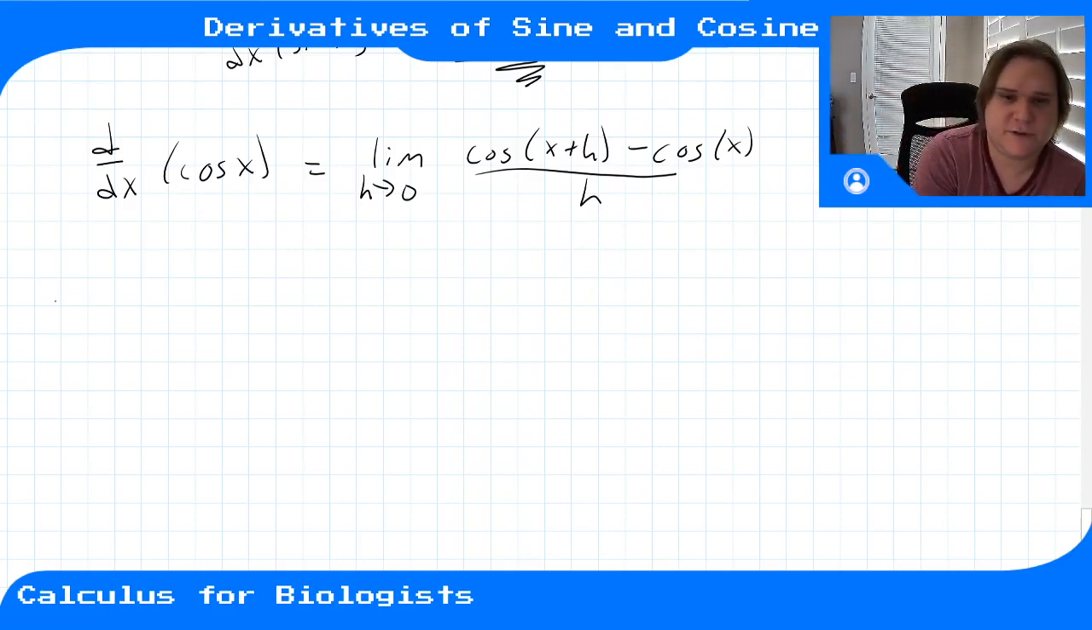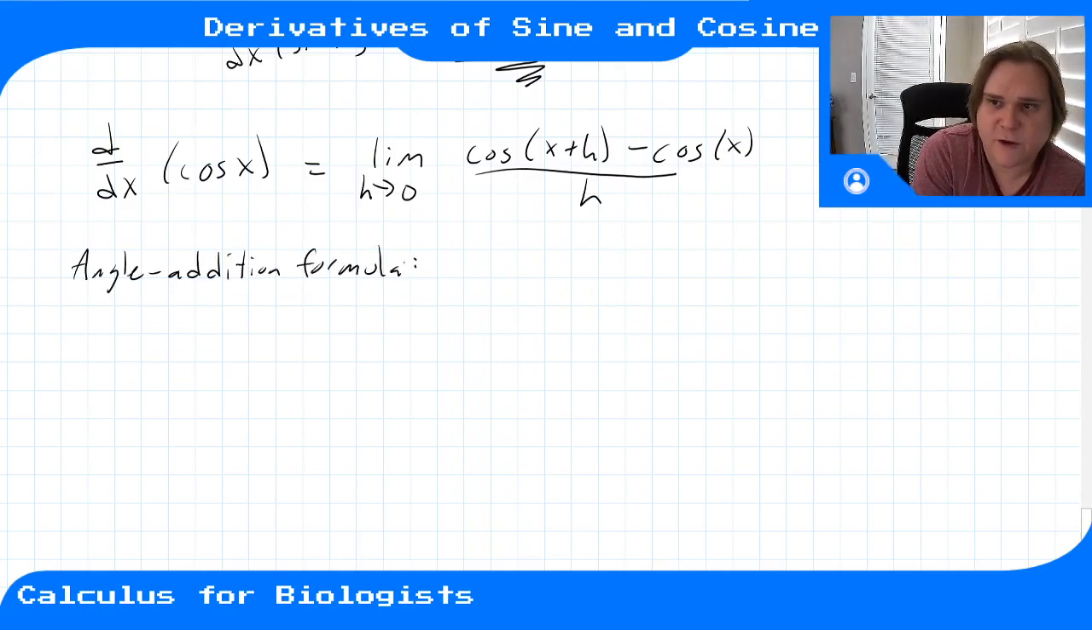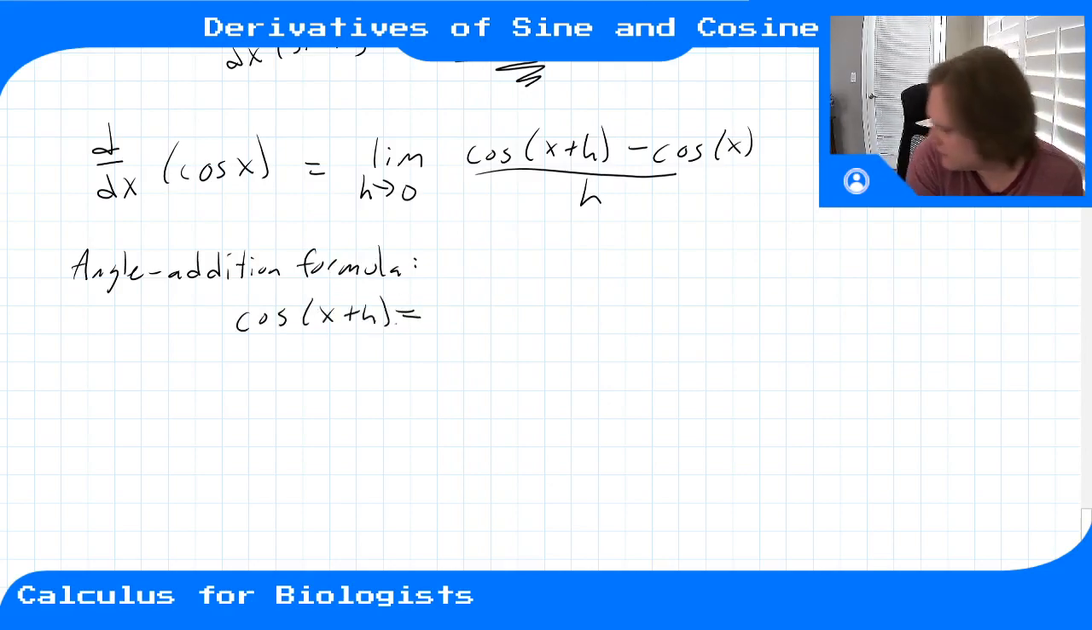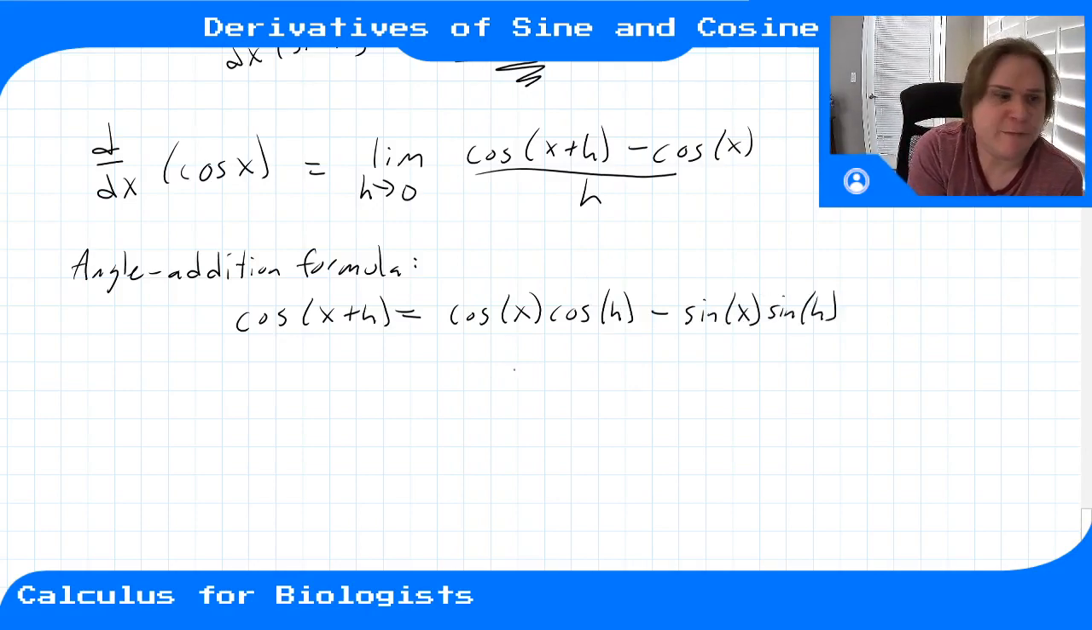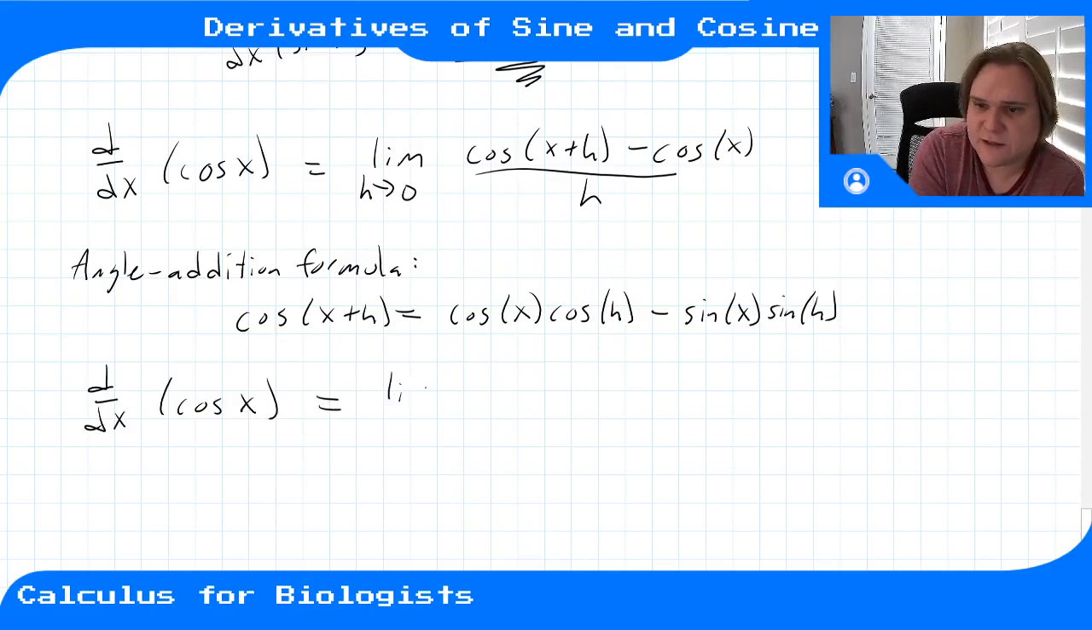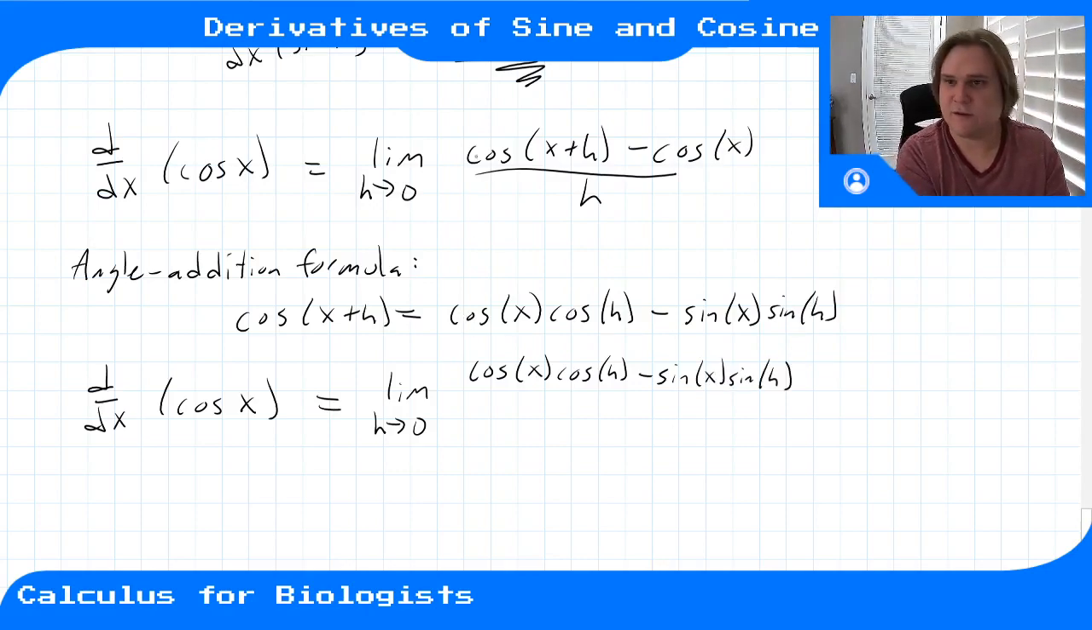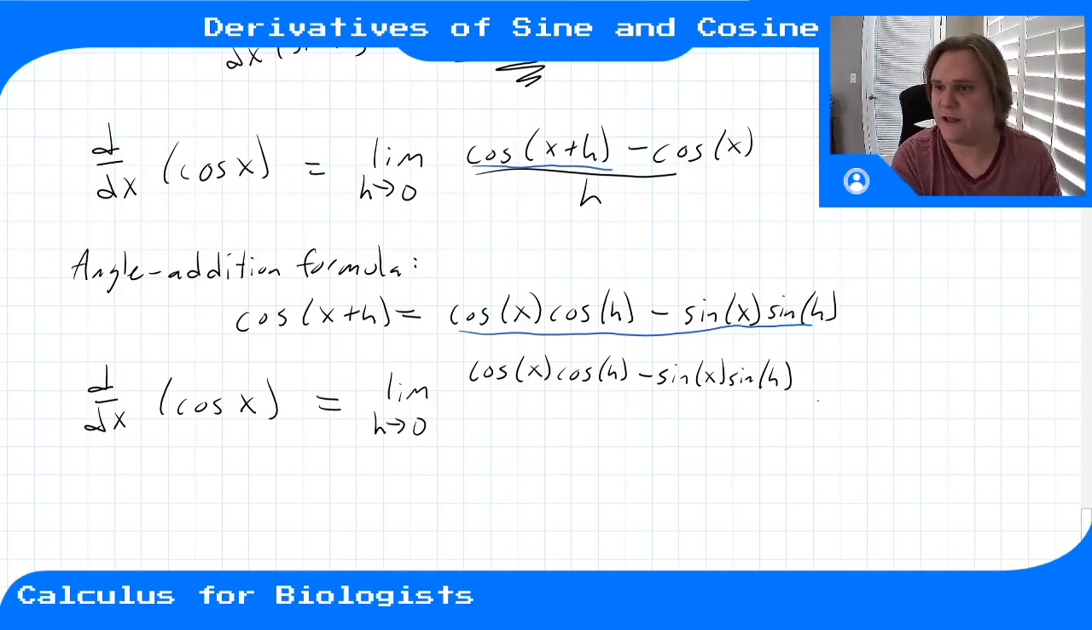And in this case, we're going to use the angle addition formula for cosine of a sum, which gives us cosine x cosine h minus sine of x sine h. Okay, so we make this substitution into our limit. We get d dx of cosine of x is equal to the limit as h goes to 0 of cosine of x cosine of h minus sine of x sine of h. So that's just replacing this term here with this angle addition formula, right? And then we still have this minus cosine of x term. All this is divided by h.